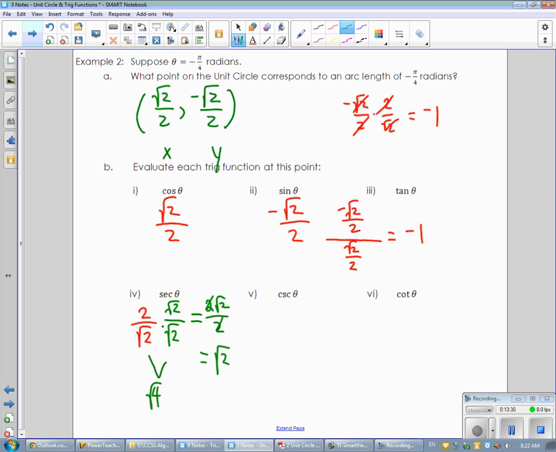The cosecant is just going to be the flip of the y. So that's going to be 2 over a negative square root of 2. Well, that's essentially what I did in the last problem, except my answer has to be negative. I'm not going to do the math all over again when I've already done it. And the cotangent is just going to be the reciprocal of the tangent. Well, if I take the reciprocal of negative 1, it's still negative 1. So sometimes things look a little bit more complicated than they really are. And you don't actually have to go through all of the calculations if you've already done them in a previous problem.